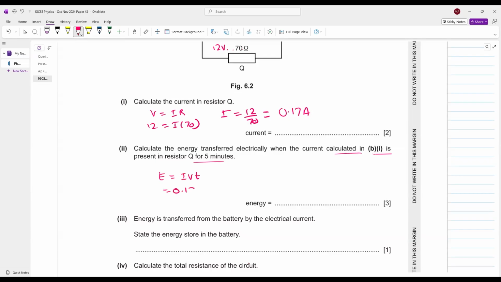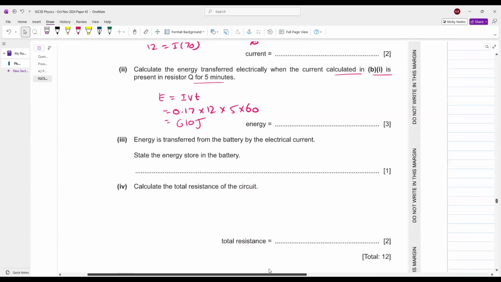Current क्या है? 0.17. Voltage क्या है? 12. Time क्या है? 5 minutes, 5 into 60 seconds in each minute. Can you calculate the energy by 0.17 into 12 into 5 into 60? This comes out to be what? 612 joules is your energy, or you can say 610 joules if you want to round it off to two significant figures.